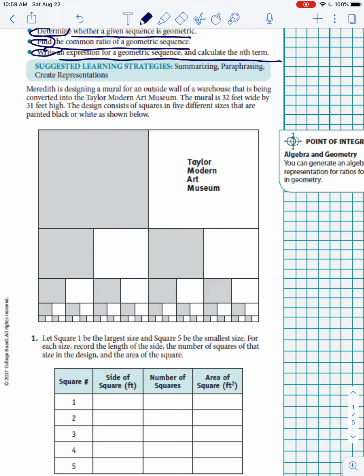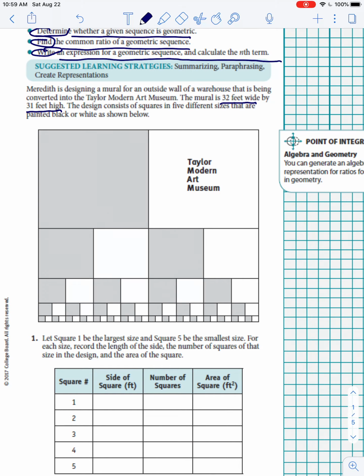So just like the first activity, we're going to start with a problem, and I will read it to you. It says, Meredith is designing a mural for an outside wall of a warehouse that is being converted into the Taylor Modern Art Museum. The mural is 32 feet wide by 31 feet high. The design consists of squares in 5 different sizes that are painted black or white as shown below.